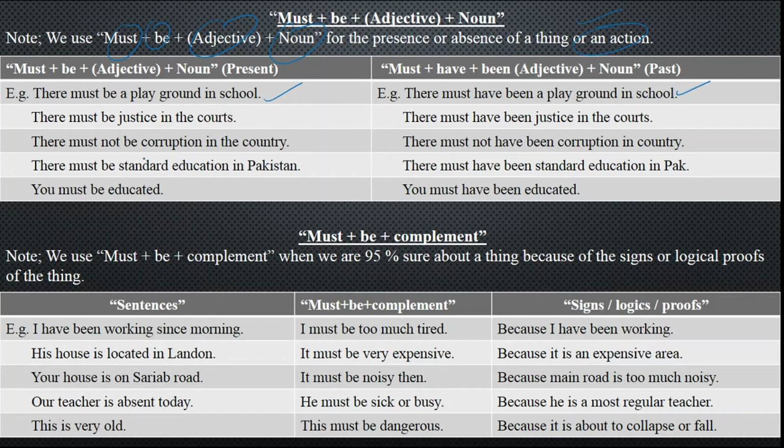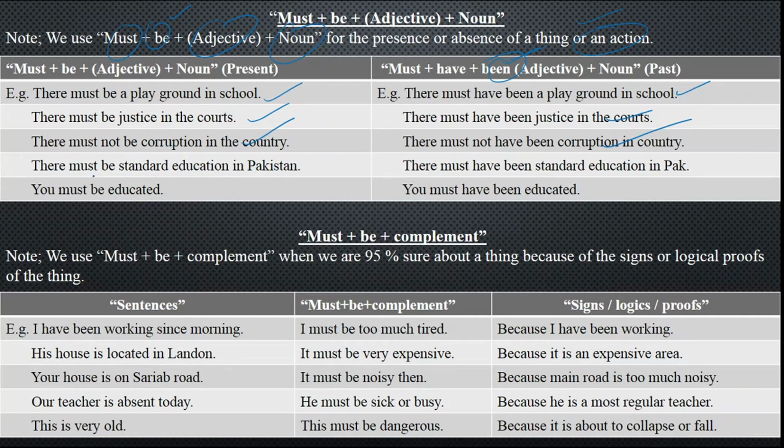There must be justice in courts. There must have been justice in the courts. There must not be corruption in the country. There must not have been corruption in the country. And for be plus been, be is the first form, been is the third form. So here you will be using the first form, and here you will be using the third form.